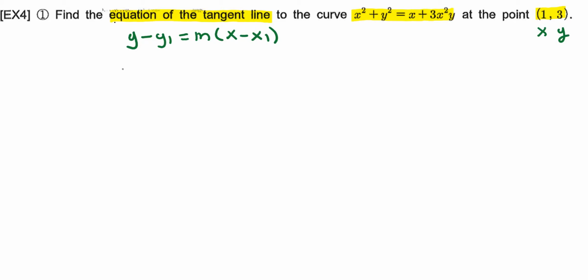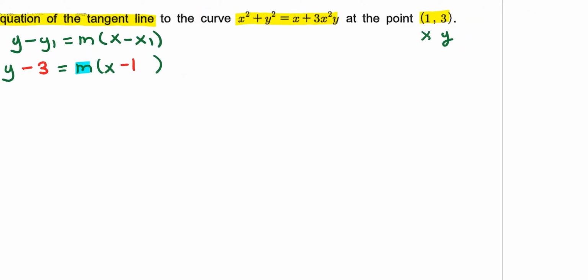After that, I usually like to update my equation of the tangent line by plugging in the x and y values. So this will be y minus 3 equals m times x minus 1. Alright, so that's my tangent line there, and I need to find the value of m, and I need to do that by taking the derivative.